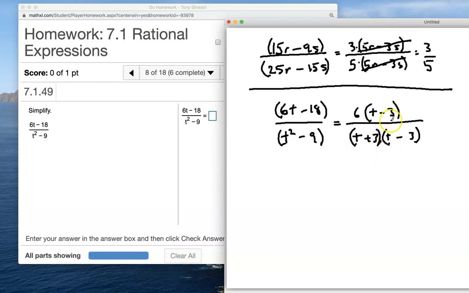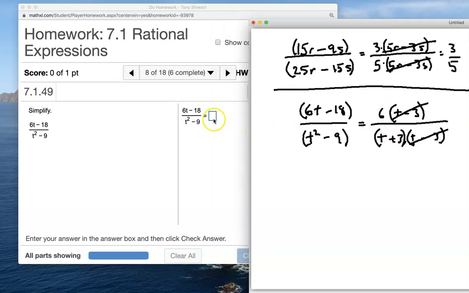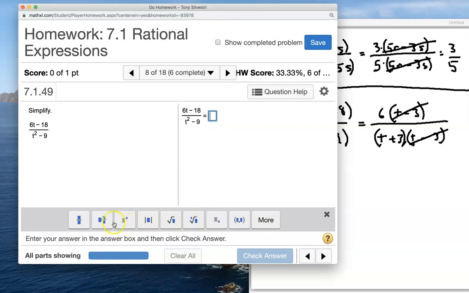Now, once you got the factors, the fun stuff occurs when you start canceling top bundles, top and bottom. I can get rid of this and this. Those are exactly the same. What's left over is your answer. So it looks like I got, for this answer, a 6 up top, that survived, and a t plus 3.